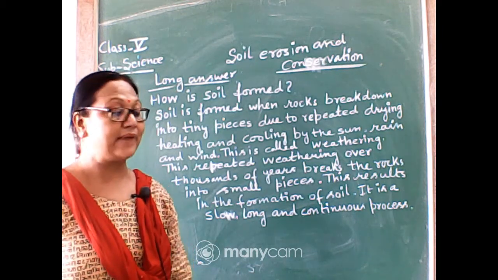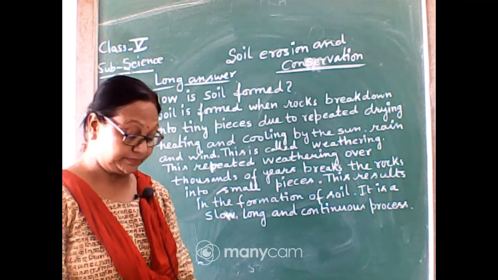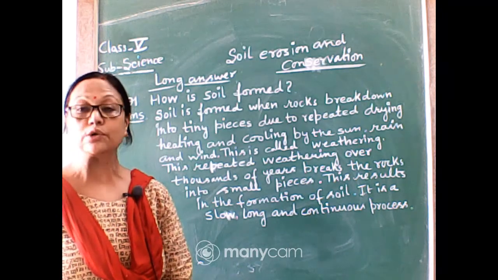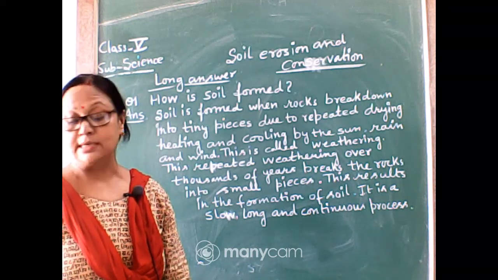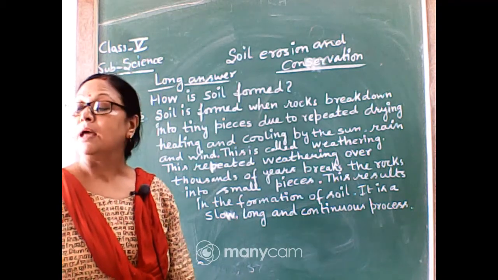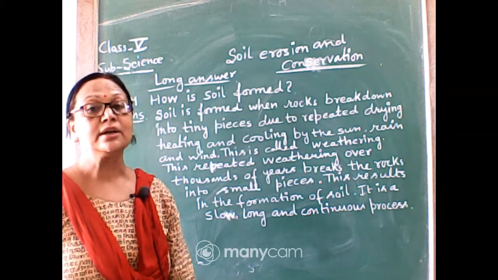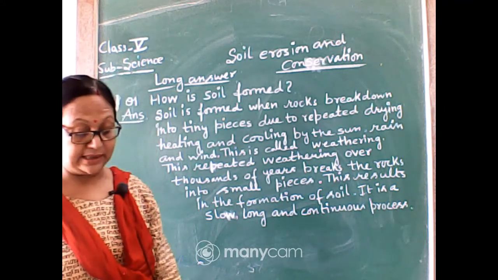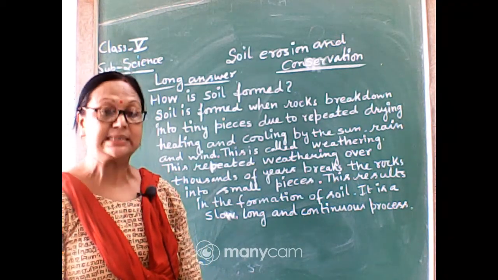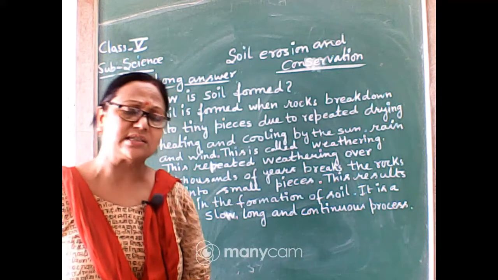Okay. So, once I will repeat again so that you can write how is the soil formed. Soil is formed when rocks break down into tiny pieces due to repeated drying, heating and cooling by sun, rain and wind. And this is also called weathering. So, repeated weathering forms the soil. This repeated weathering over thousands of years breaks down the rocks into smaller pieces and this results in formation of the soil. Soil formation actually takes a long time.